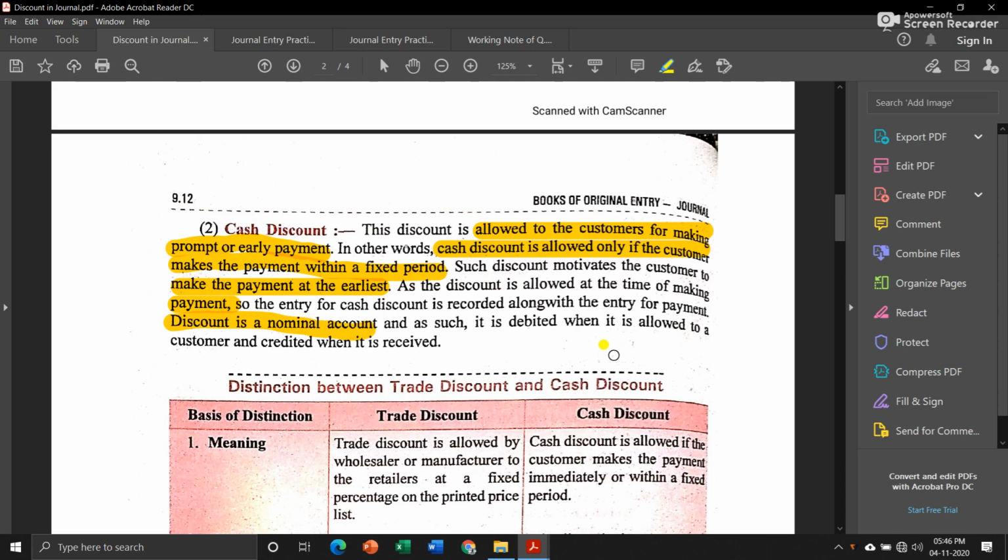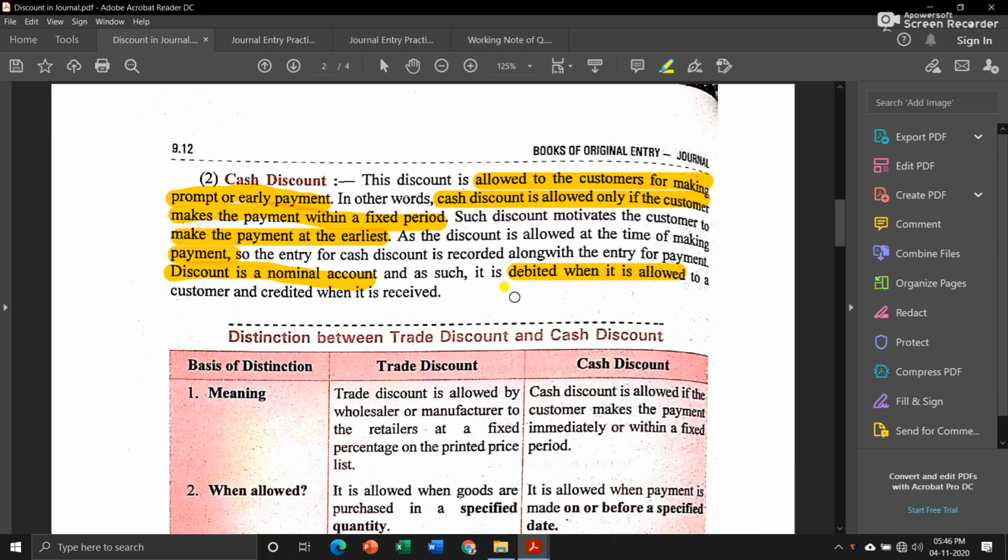But when we allow discount to our customer, it is kind of expense or loss for us. So at that time we will debit the discount allowed account. Remember that whenever discount is received, it is credited, and whenever discount is allowed, it is debited.